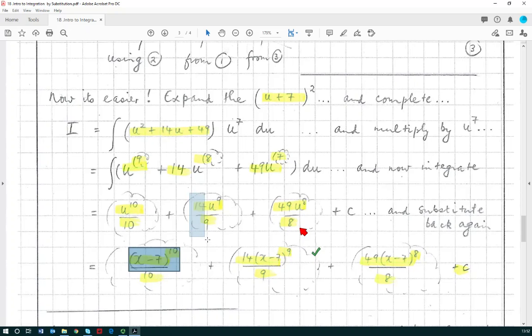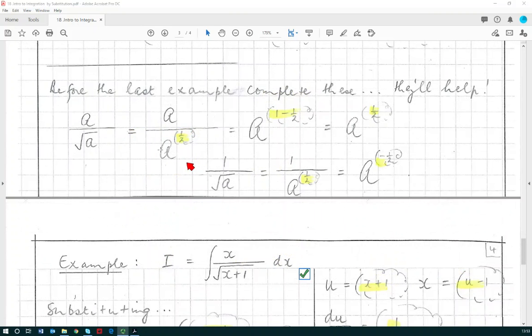Here I'm going to get 14 over 9. There's your 14 over 9 there. And that's times on the top by x minus 7 to the 9. And the last one in a similar way. You should be happy with that. Check it out. Okay, last example.